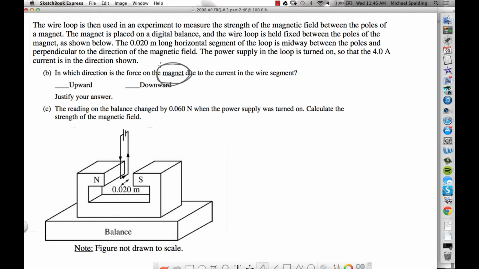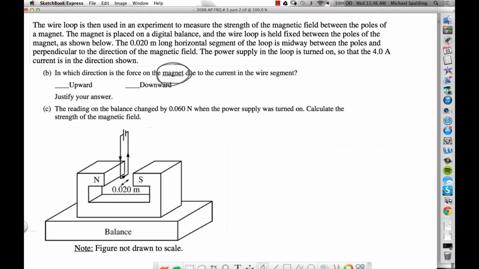Well, the first thing we're going to do is find the direction of the force on this loop, right? And then we're going to use Newton's third law. What is Newton's third law? Every force creates an equal and opposite force. So if we can find out the direction of the force on this loop, then the direction of the force on the magnet is going to be the other way. All right, which way is the force of the magnetic field on this current carrying loop?